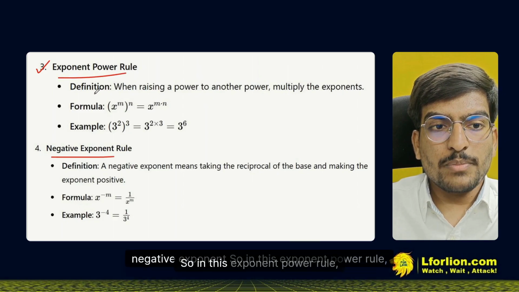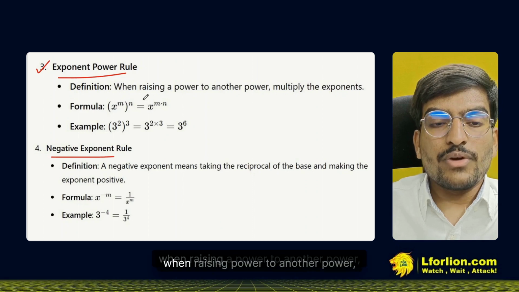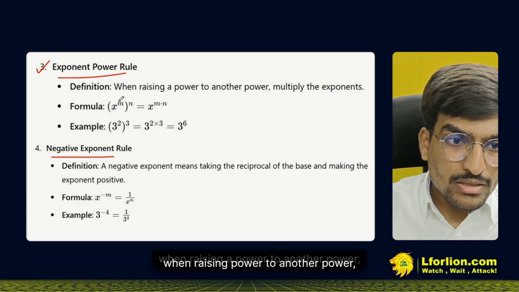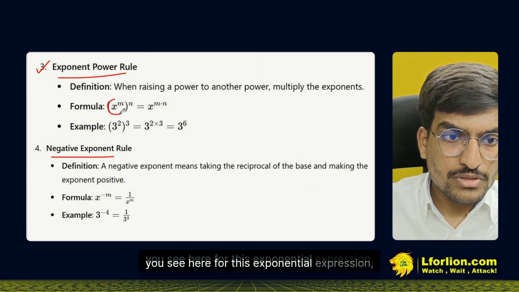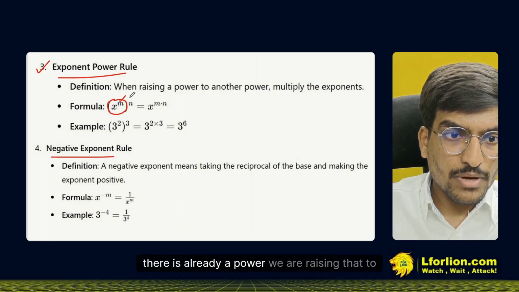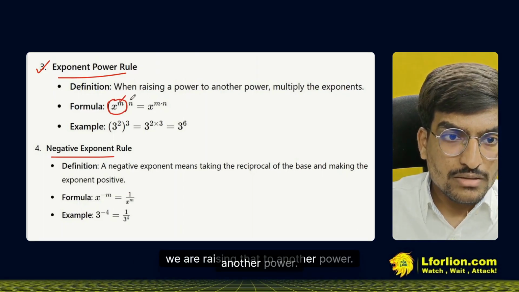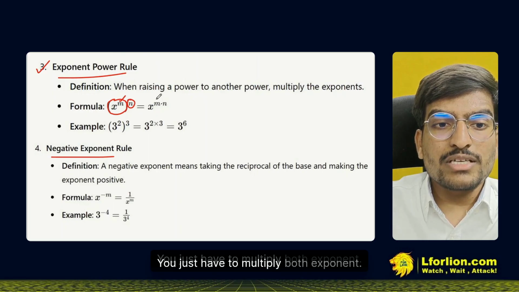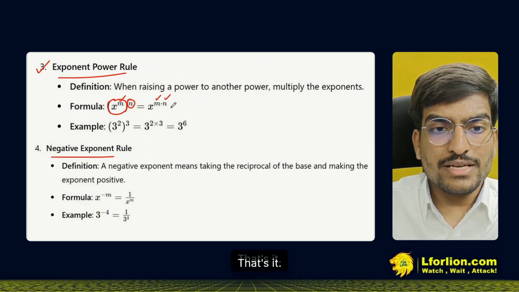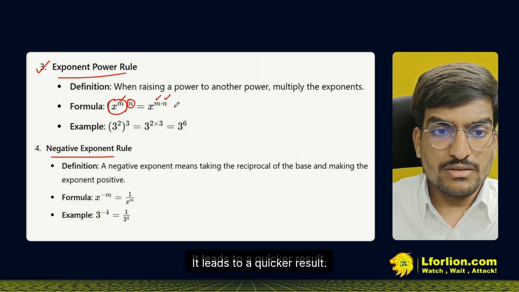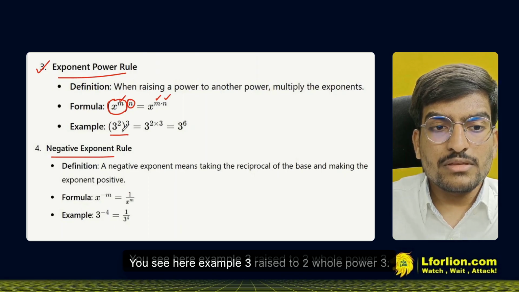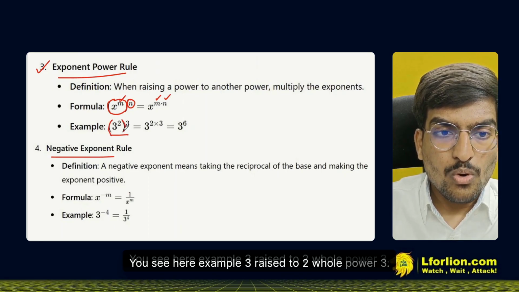So in this exponent power rule, when raising a power to another power, you see here for this exponential expression, there is already a power. We are raising that to another power. You just have to multiply both exponents. That's it. It leads to a quicker result. You see here the example, 3 raised to 2, whole power 3.